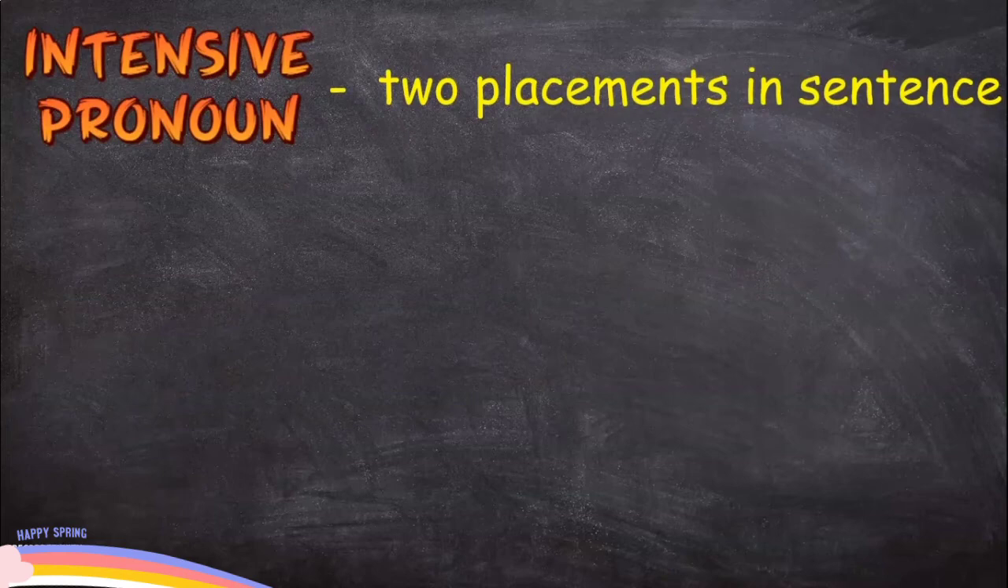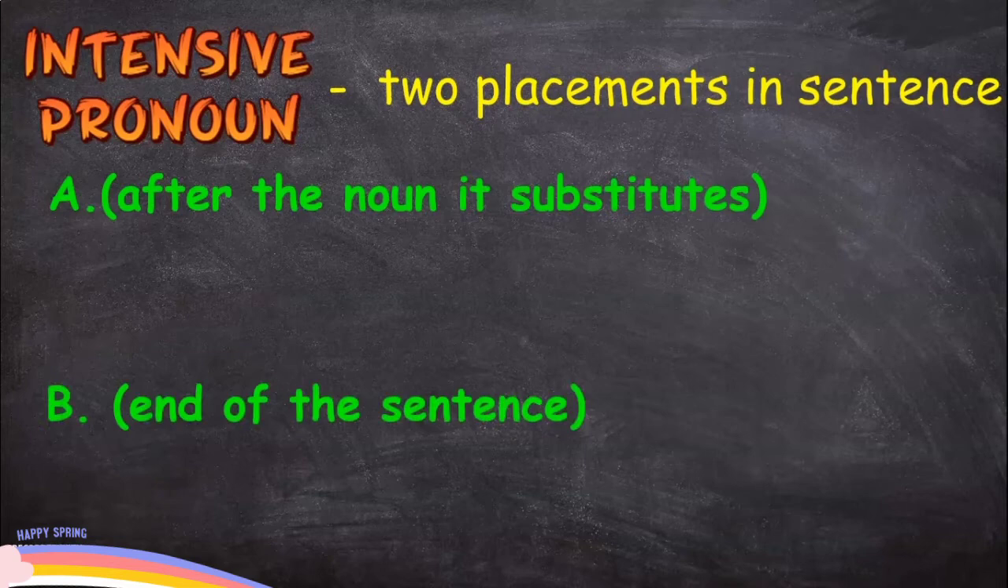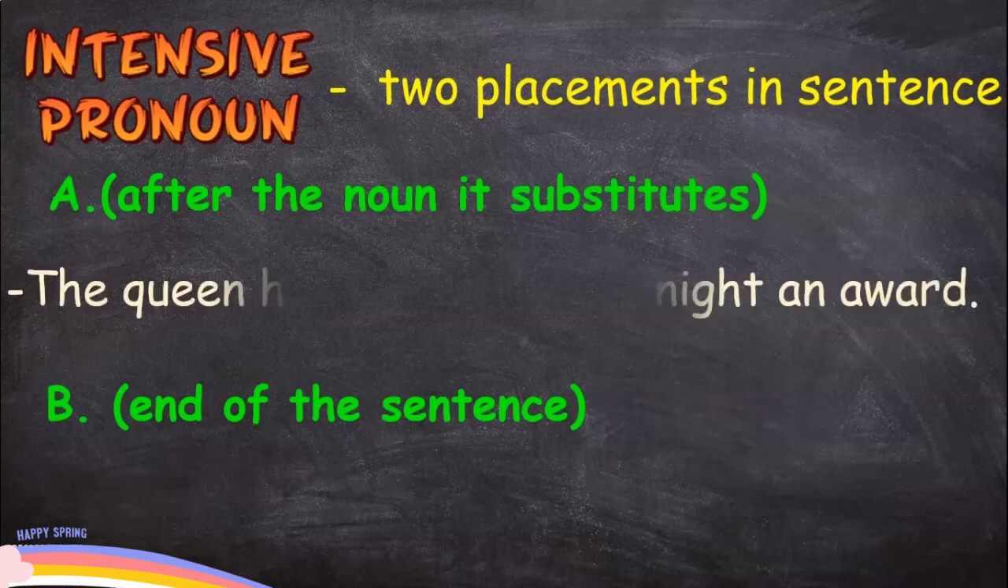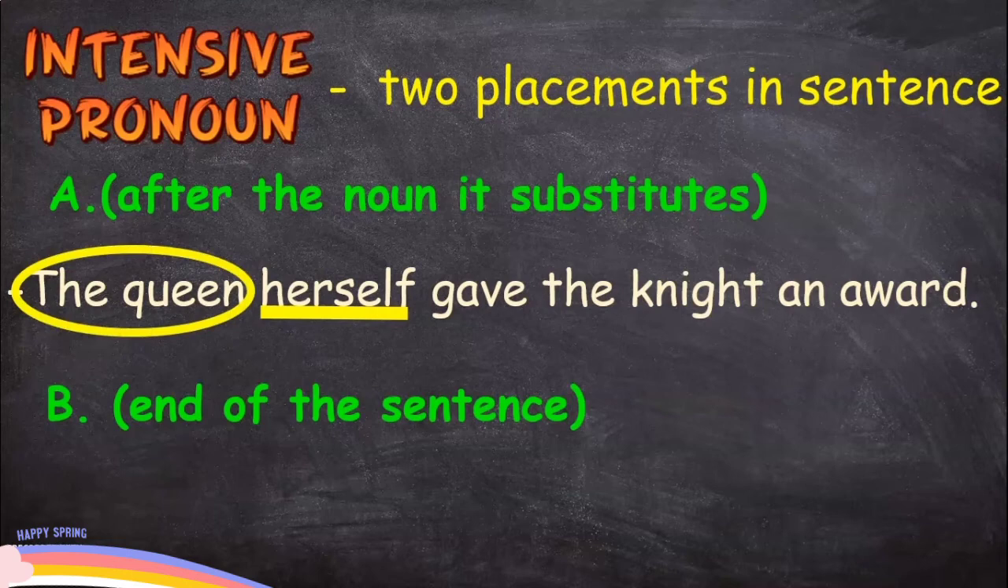It could either be placed just after the noun it substitutes, or it can be placed at the end of your sentence. Earlier, we have placed herself just beside the queen that it substitutes. Again, the queen herself gave the knight an award. That is only the first placement of your pronoun. It is beside the noun that it substitutes.